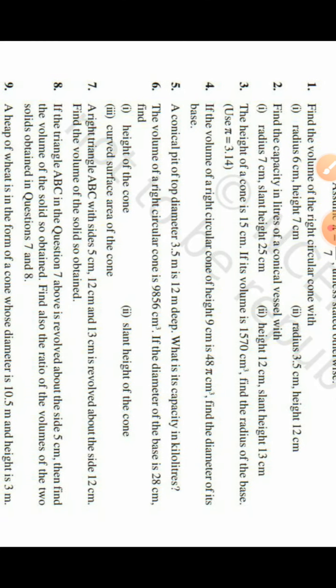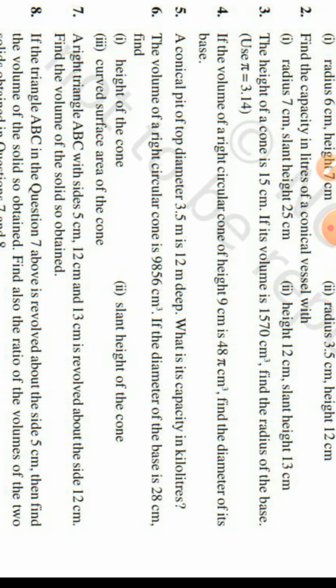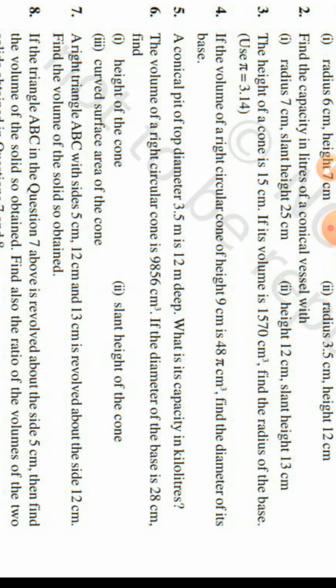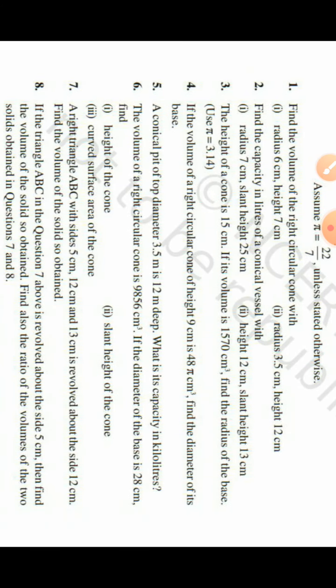If the volume of a right circular cone of height 9 cm is 48 pi, volume is given just like the third one. Here also volume is given, but in terms of pi. So no need to place the value of pi on the right side also, because pi will cancel on the left and right side. Find the diameter of its base. In the third one radius was asked, here diameter was asked.